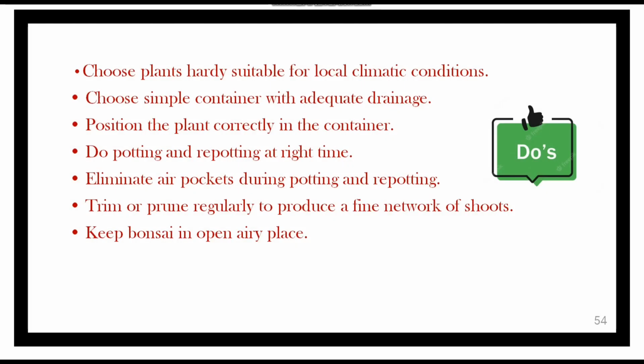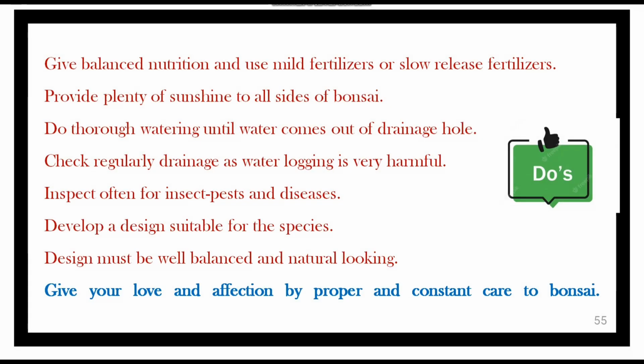The do's in bonsai are: choose plants suitable for local climatic conditions and choose simple containers with proper drainage facilities. Position the plant correctly in the container and do potting and repotting at the right time. Eliminate air pockets while you are potting and repotting. Trim or prune regularly to produce a fine network of shoots. And keep your bonsai in a very open and airy place as it is not an indoor plant. Give balanced nutrition and use mild or slow release fertilizers. Provide plenty of sunshine to all sides of the bonsai.